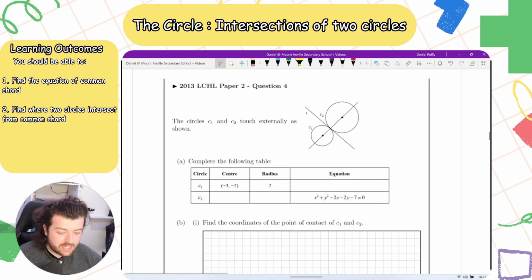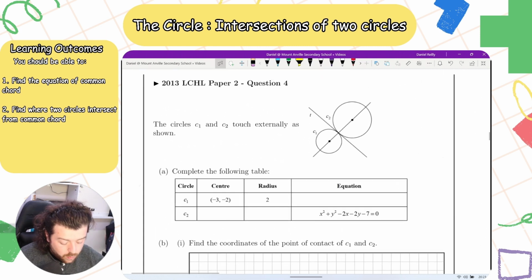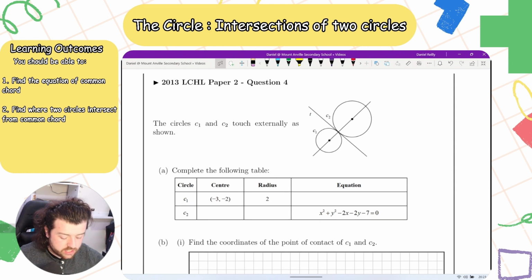Right, now let's look at the last exam question here. So this is 2013. The circles C1 and C2 touch externally as shown. Complete the following table. So we want to fill in the equations and radius and all that jazz. So let's look here.